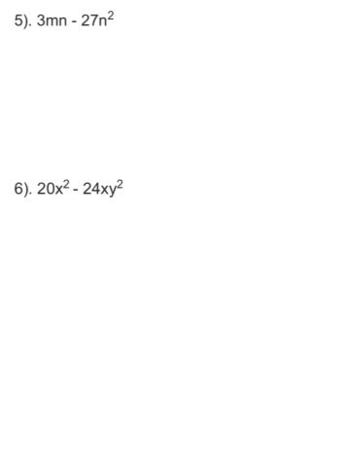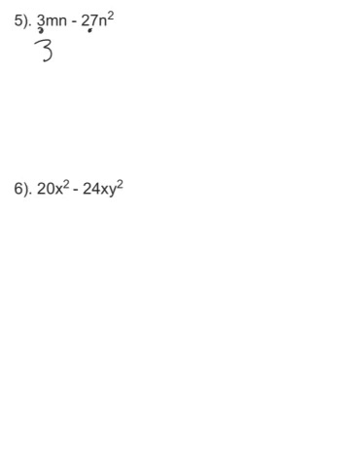So example 5, we have 3mn minus 27n squared. So once again, you're going to start with greatest common factor. So let's start with our coefficients, which are 3 and 27. So you want the greatest common factor, the biggest number that goes into both 3 and 27 evenly, which is 3.